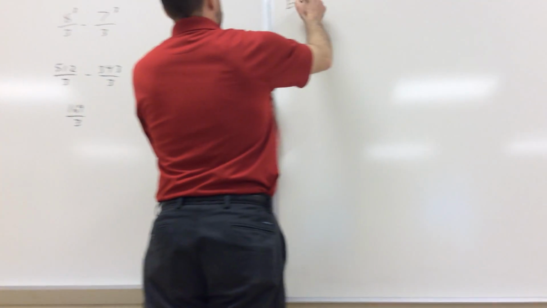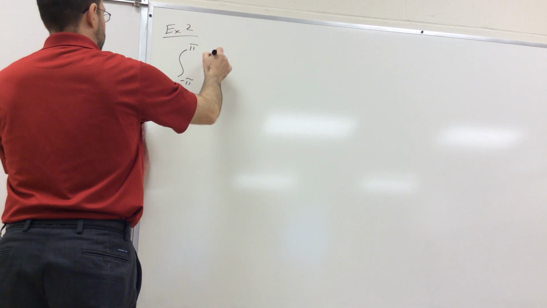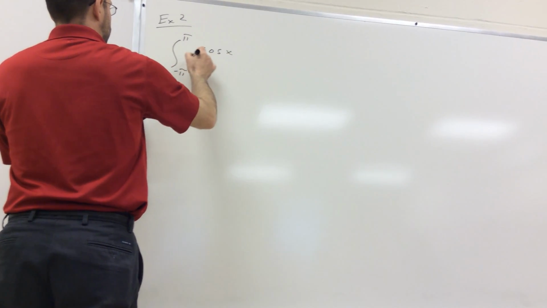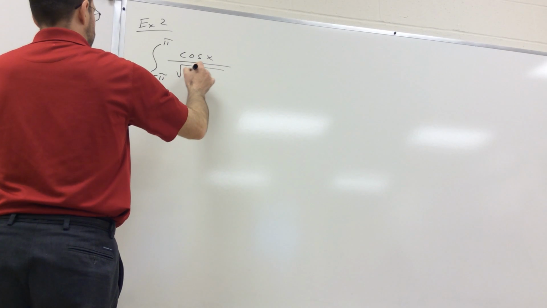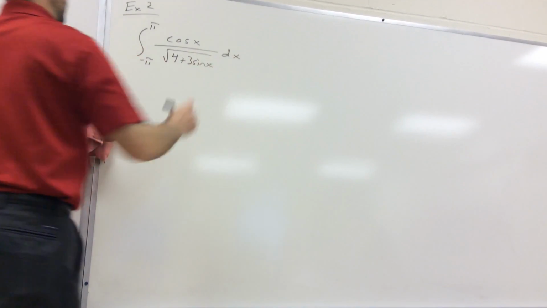All right, example 2 is the integral from negative pi to pi of the cosine of x over the square root of 4 plus 3 sine of x dx.